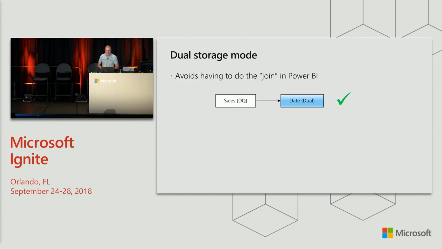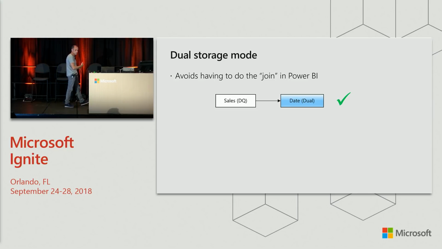So you still cache it. If you run a query that only touches the date table, it will be returned from in-memory. If you run a query that aggregates another in-memory fact table by a date attribute, it will also be returned from in-memory. But then if you run a query that requests sum of sales by year, that sum group by operation will be pushed down to the source. All right? So again, just remember, this allows Power BI to avoid having to do the join on the Power BI side, which is much more efficient.